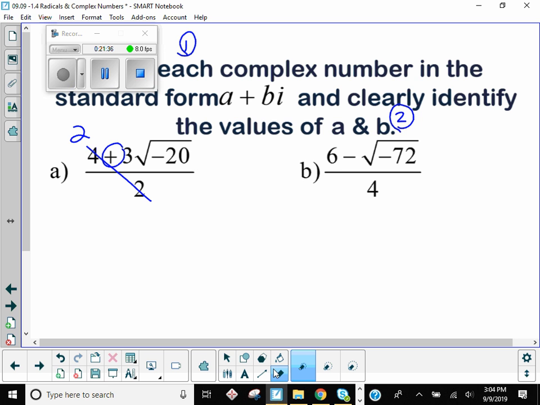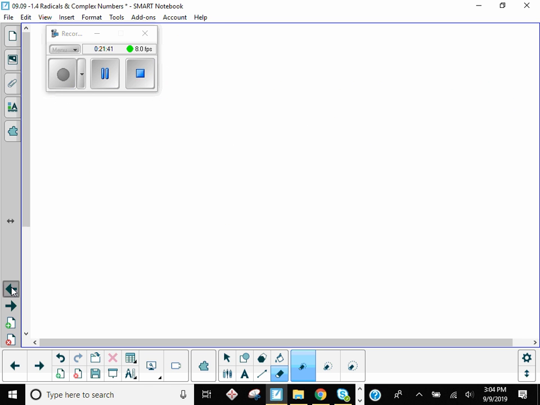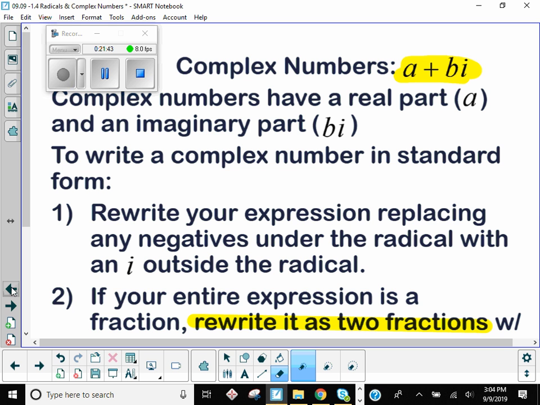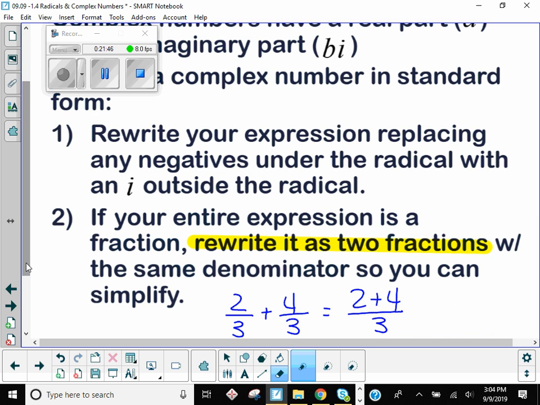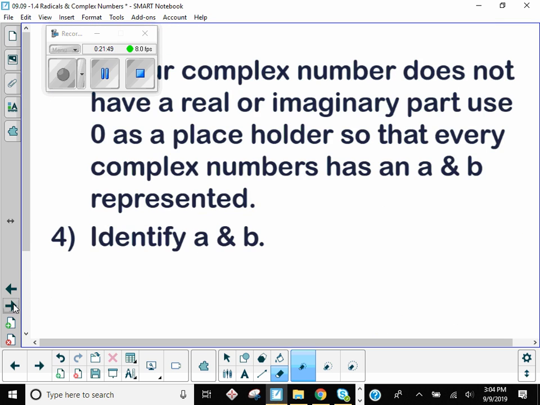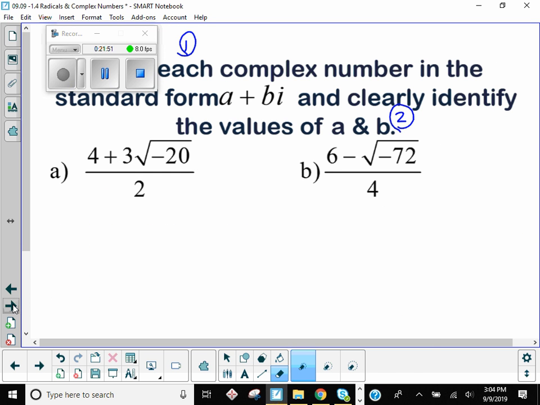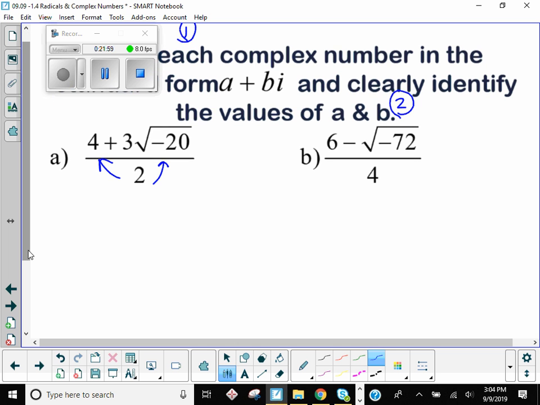What you're going to do instead is the thing we just highlighted here. Rewrite it as two fractions with the same denominator. And here's how that will begin. You make one fraction with the 4 over 2 and one fraction with the radical over 2, and you work those separate from each other. So take a second and simplify those things.